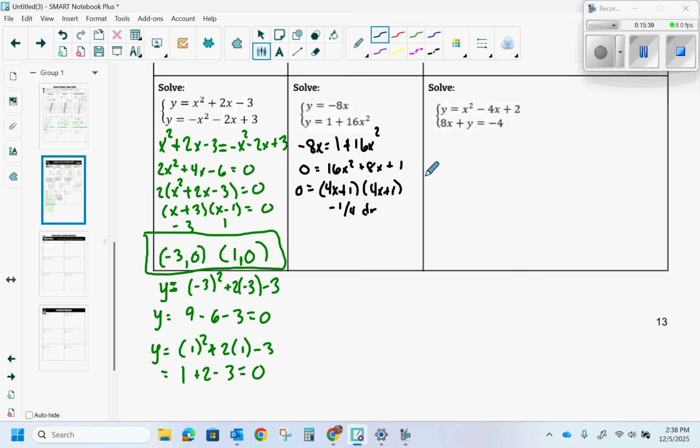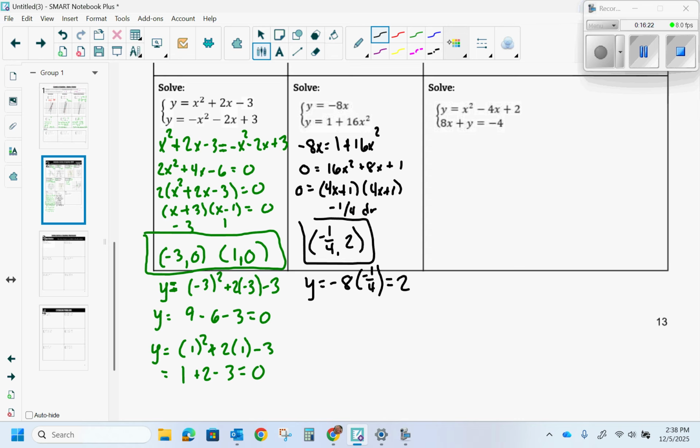That does not mean it intersects twice, okay? It means you have one x value. Now, this matters where you plug it in, okay? If you have x is -1/4, you have to plug it into the smaller of the two functions, meaning the smaller exponent. So this is a quadratic and this is a line. You must plug it into the line. Otherwise, you're going to get extraneous solutions. So -8 times -1/4 is a positive 2. So the line and this quadratic intersect at (-1/4, 2).